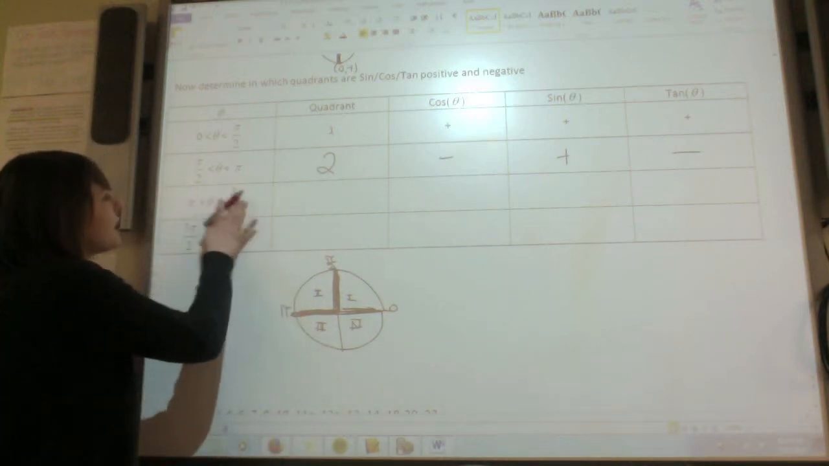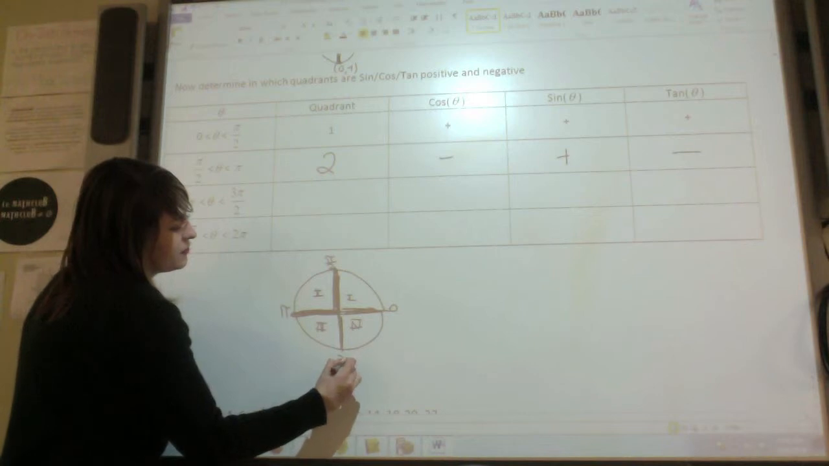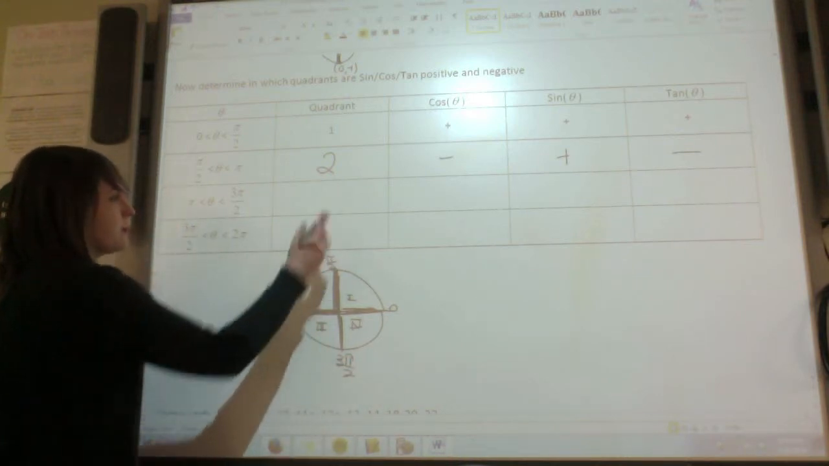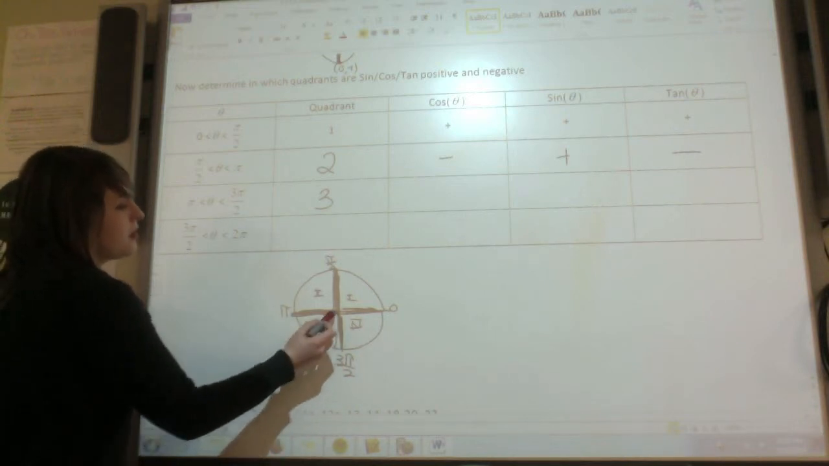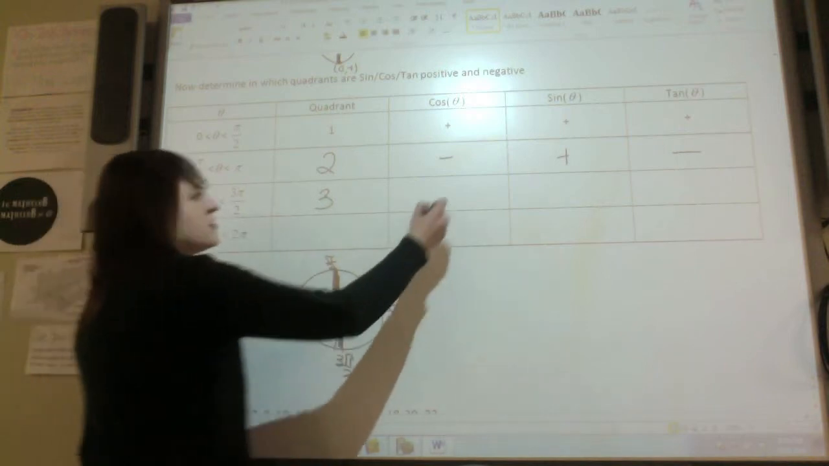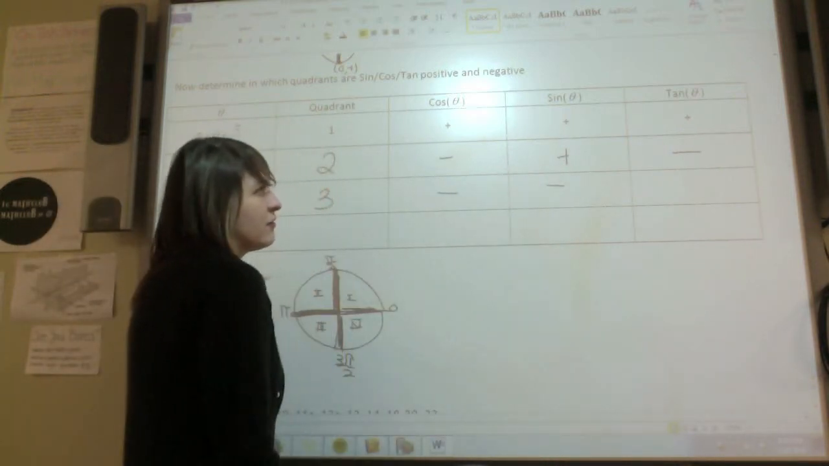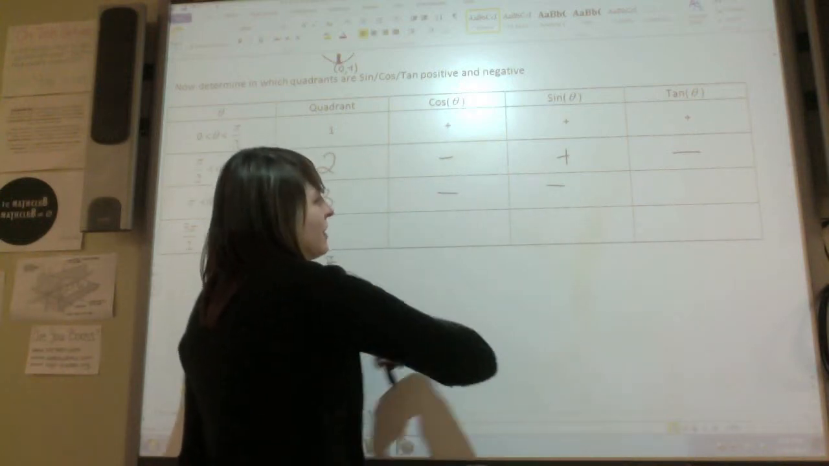Now going from pi to 3 pi over 2, this is pi, this is 3 pi over 2, so that's going to be my third quadrant. Okay, so in the third quadrant, my x values are negative and my y values are negative, so I know that both of those are going to be negative. Then if I think about my tangent, tangent is sine over cosine, a negative divided by a negative gives me a positive.